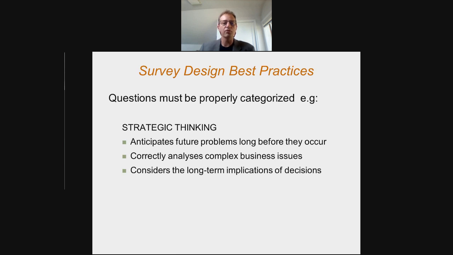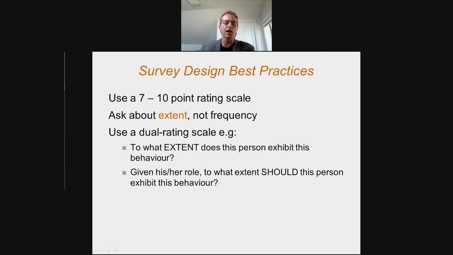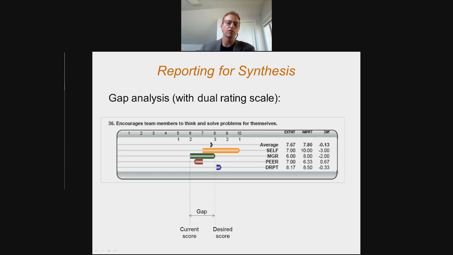Then, just getting into the rating scale, I've alluded to this a few times, but this is just an example of the rating scale that we advocate. And you can see the 2 questions there. To what extent does the person exhibit this behavior? And given their role, to what extent should that person exhibit this behavior? And I think I've got a picture over here of what the report might look like.